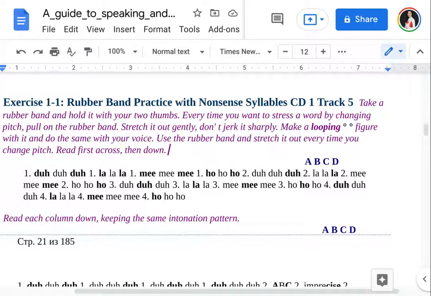Me me me. Ho ho ho. 2. Da da da. La la la. 3. Da da da. La la la. 4. Da da da. La la la. Me me me. Ho ho ho.